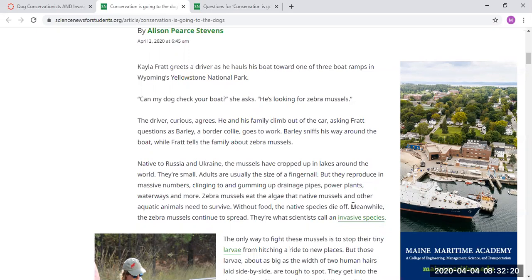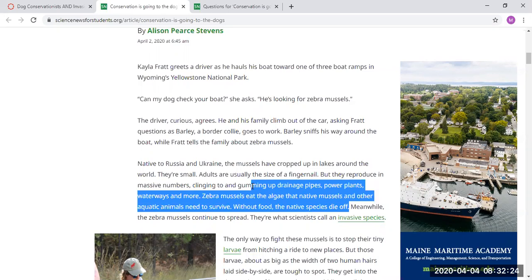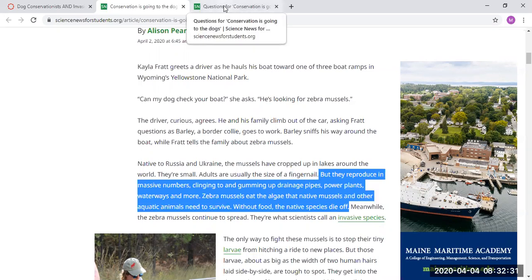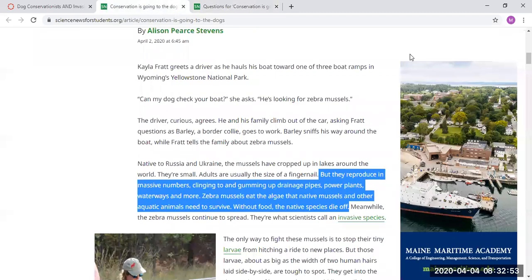So I happen to have already looked at the questions on the other page, and I know that this part is related to one of the questions. So I think it's okay for you in this case to just copy and paste the answers when you find them. So you can push Control C and then go to the questions. You will need to copy all these questions into a Google Doc, and then you can put your answer to, during the reading, why are people worried about zebra mussels showing up in the waterways, which I just highlighted here.